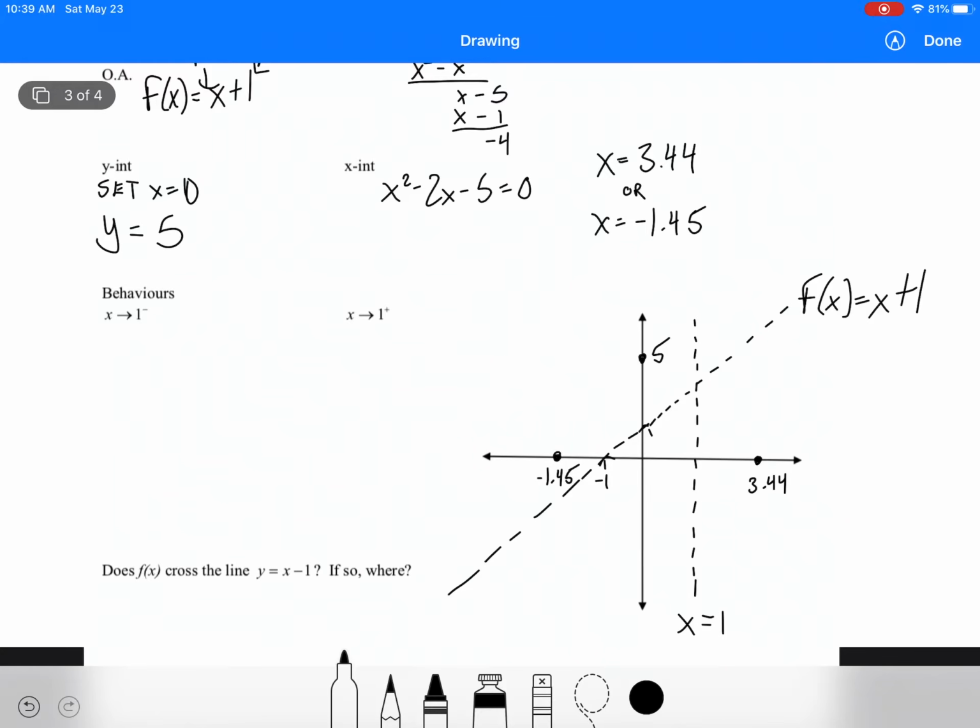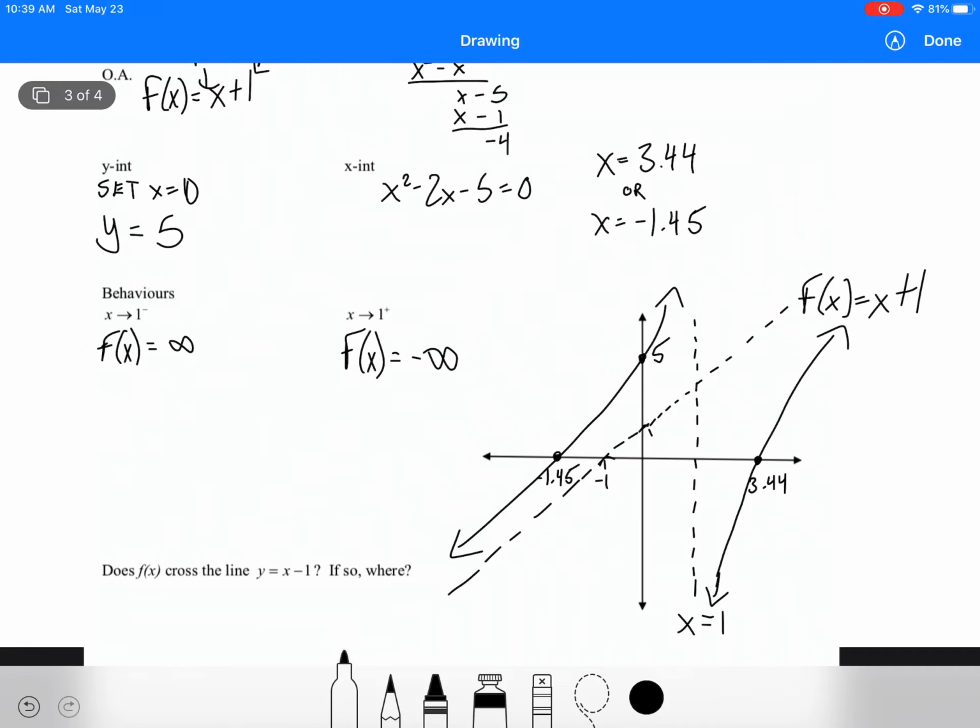Now if I were to check my end behaviors, as I'm less than negative 1, or less than 1, sorry, it's going to go up like this. As I go to infinity, that's going to go down like that. As I get close to 1, f of x is going to infinity on one side and f of x is going to negative infinity on the other, and that's just by plugging in numbers that are really close to 1, both on the positive and negative side, into the equation.